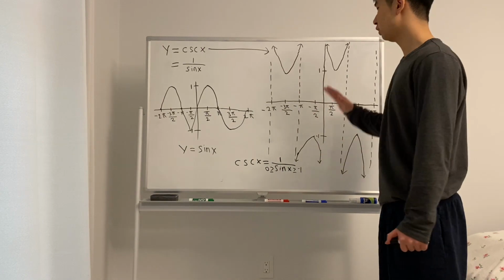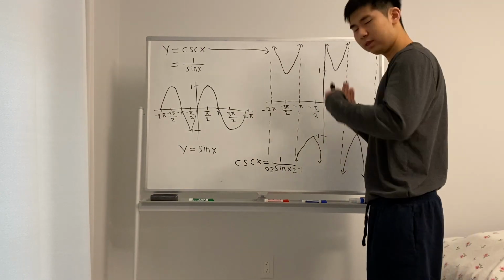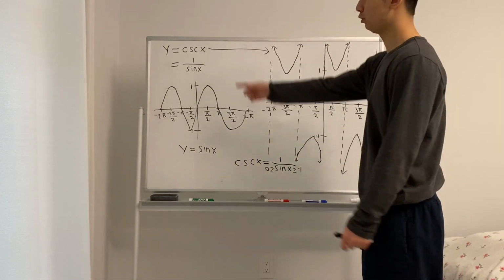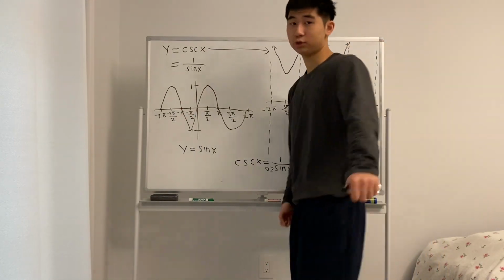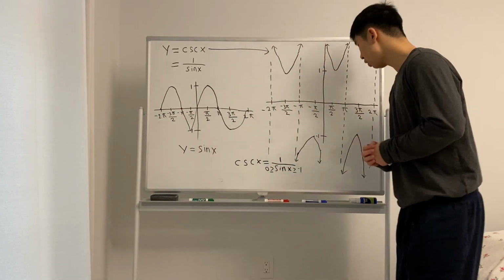Basically, I just wanted to show how I think of it when I try to graph the cosecant graph, which is the reciprocal of sine, by using the sine graph. So hopefully my explanation was clear. But yeah, this is what it looks like.